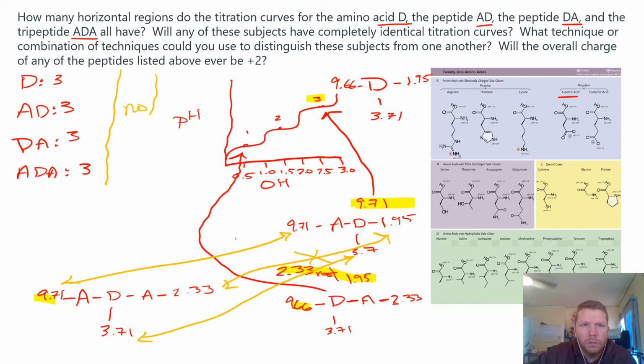Okay, now the next question. What technique or combination of techniques could you use to distinguish these subjects from one another? Okay, well, all of these are going to have slightly different PIs, isoelectric points. So you could use IEF, isoelectric focusing, to separate them from one another. In addition to that, it would have to be very sensitive, but you're talking about a dipeptide, and a tripeptide, and a single amino acid. So you could use IEF and SDS page, because they're different in size from one another. And then add to that, you could also use gel filtration chromatography.